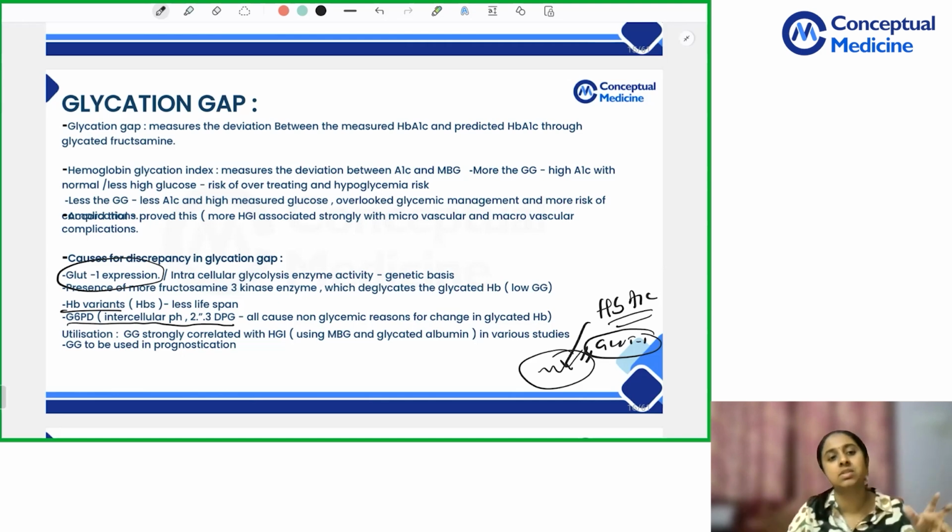So these are all the reasons for your glycation gap. This can be posed as a potential MCQ. So please know about it.